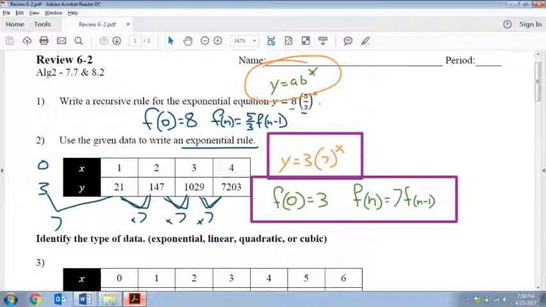Most people will probably give the recursive one, this one right here. That's what I'm kind of expecting, but you never know. So there you go. That's numbers 1 and 2.